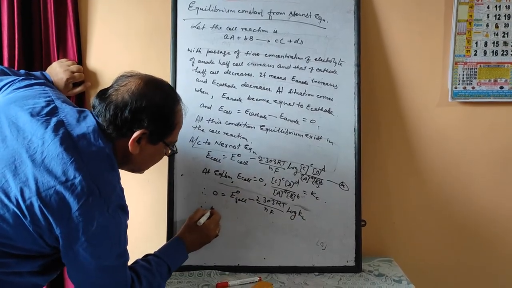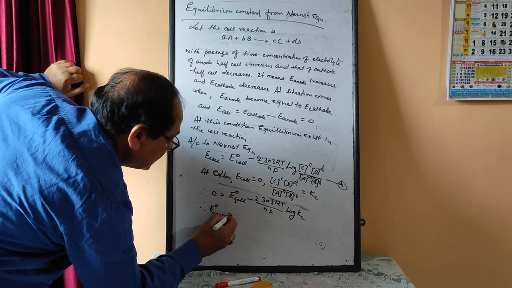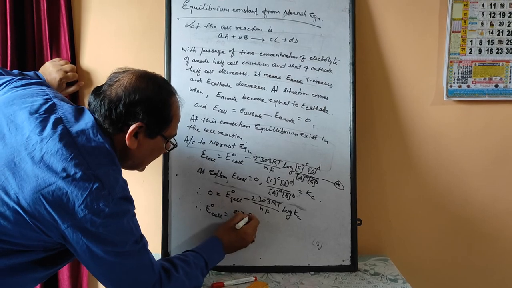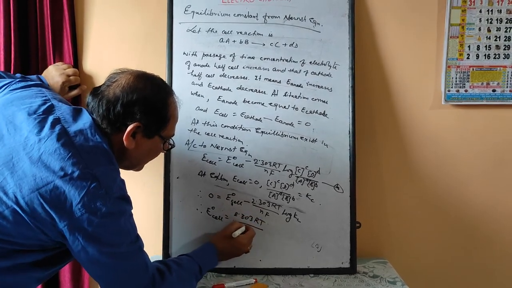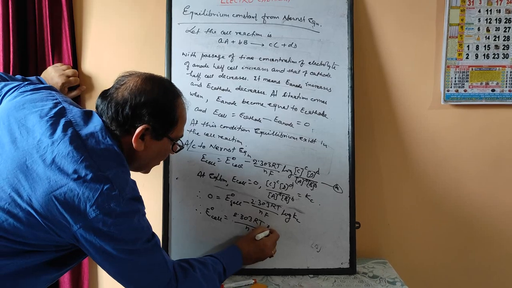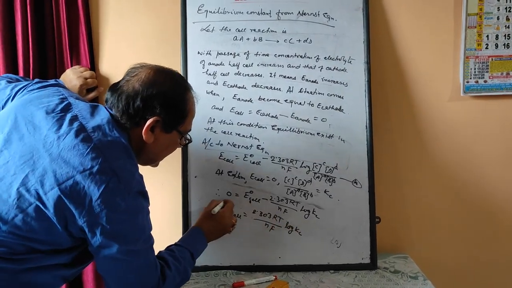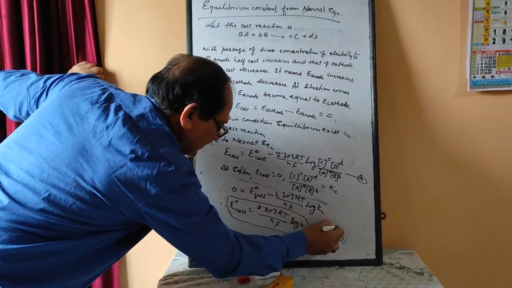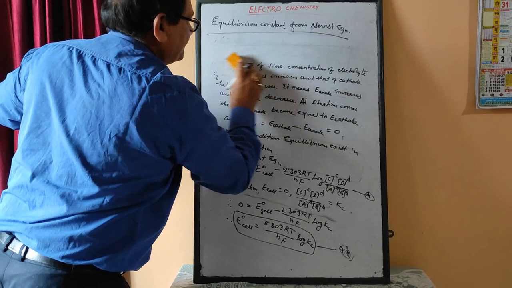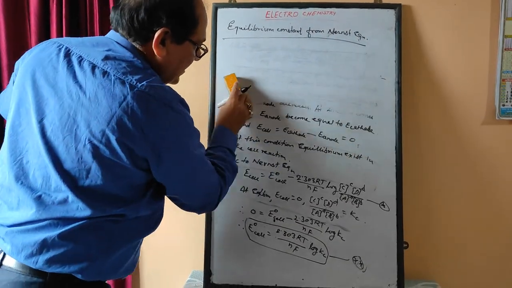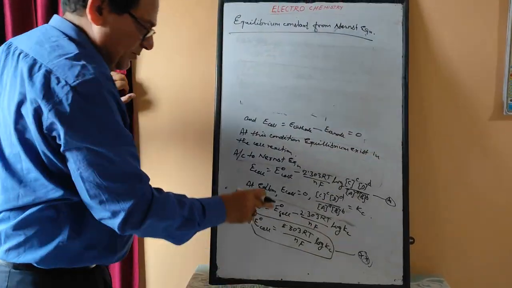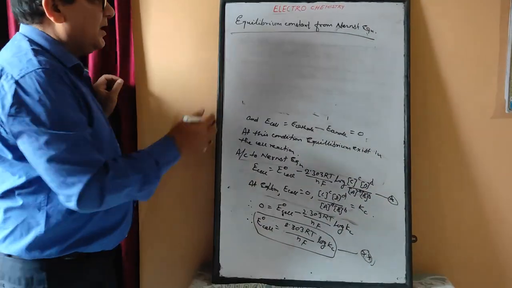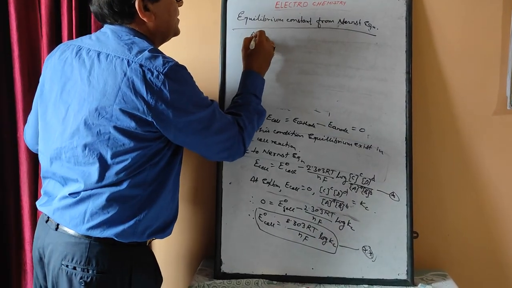Therefore E naught cell is equal to 2.303 RT divided by nF log Kc, since it comes to this side. So this is equation double star you can write. At 298 Kelvin, while solving numericals, this general formula should not be used, so numericals are only at 298 Kelvin.